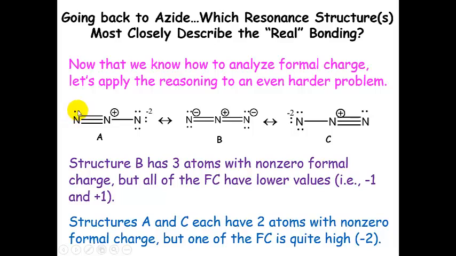Now, on structure A and C, which earlier we said were equivalent, those each have 1 nitrogen with -2 and 1 with a 0 formal charge. So this magnitude of formal charge is actually unfavorable compared to just splitting it evenly and having -1 formal charge on each of those 2 nitrogens.